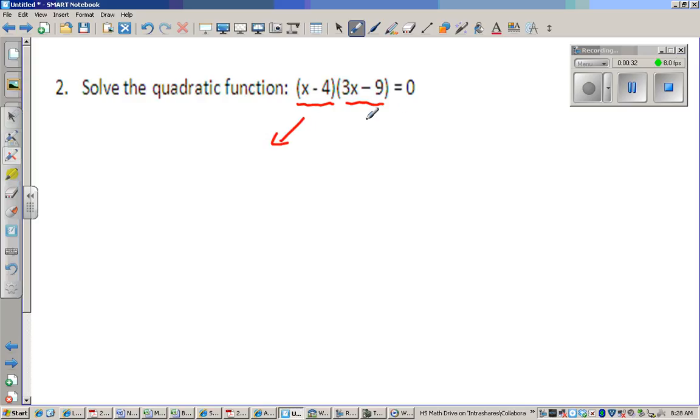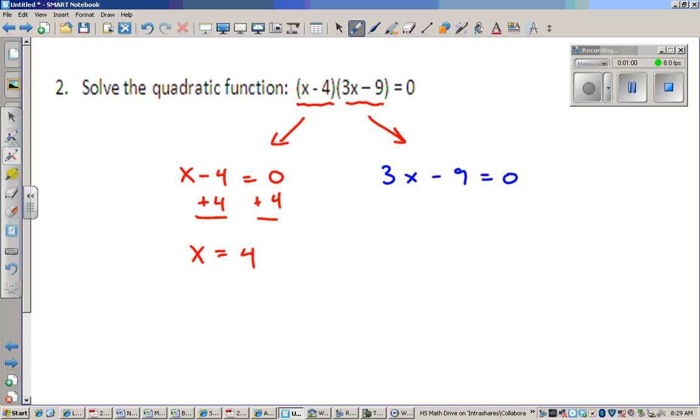What we're going to do is we're going to split it up into two separate problems. We're going to solve x minus 4 equals 0 because that would give me a product of 0. And we're going to solve 3x minus 9 equals 0. And what we'll do is over here, we're going to add 4 to both sides. That gives me an answer of x equals 4 as one of my solutions.